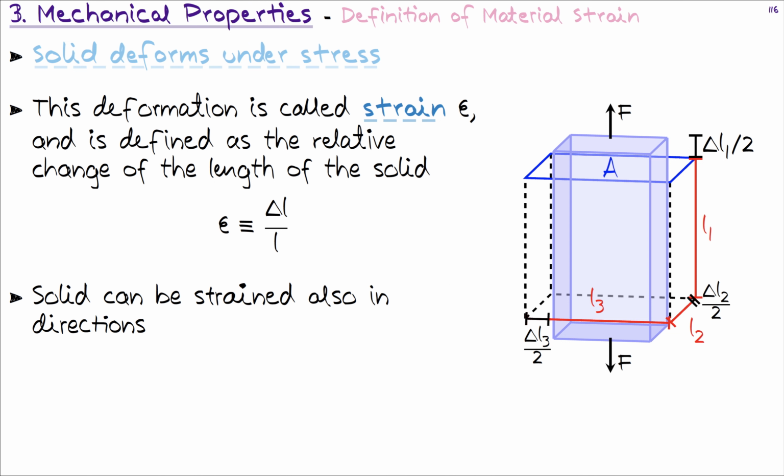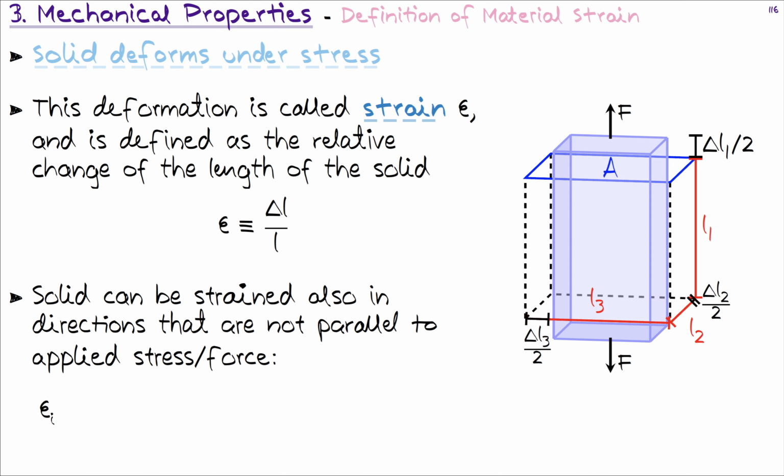And now again, hell sometimes breaks loose when we are applying a force and we are interested, for example, in a strain that is not along the direction of the force. A solid can also be strained in different directions that are not parallel to the applied stress. So in more general terms, we should define strain as a vector quantity, so that epsilon i would be the strain in question, the relative change of a material in that given direction.